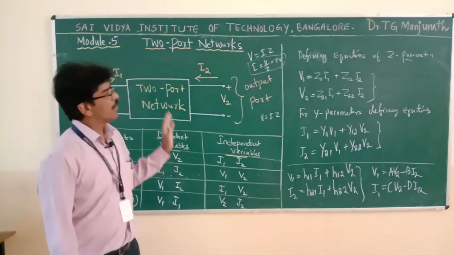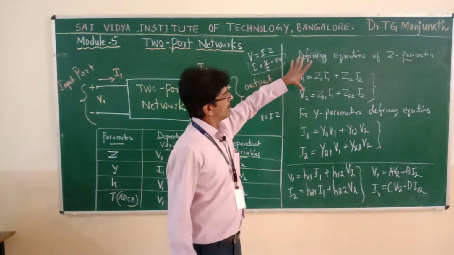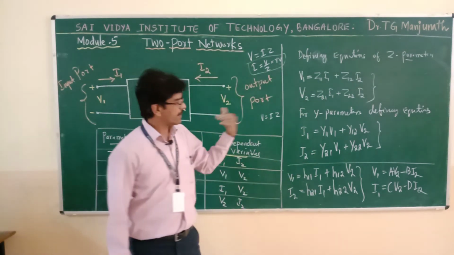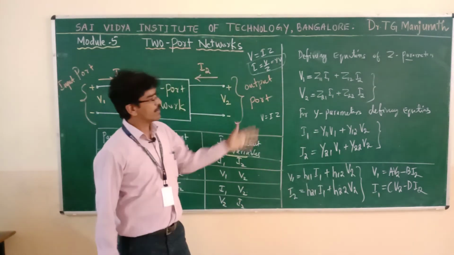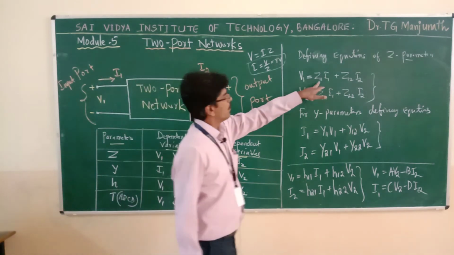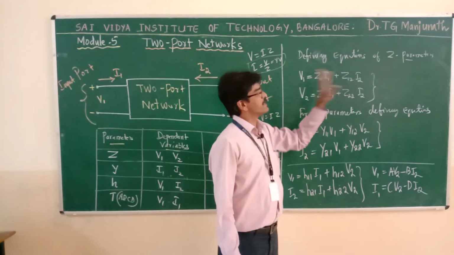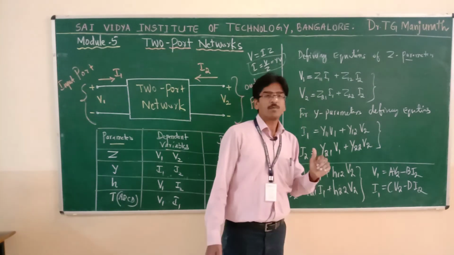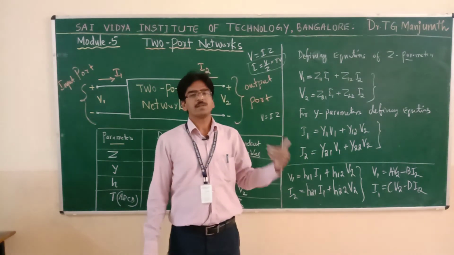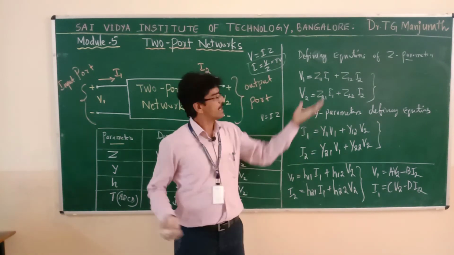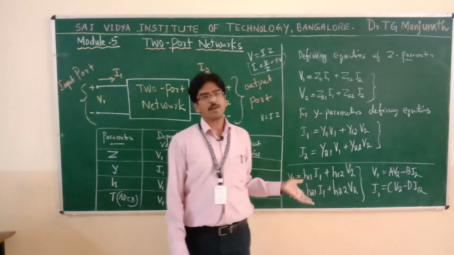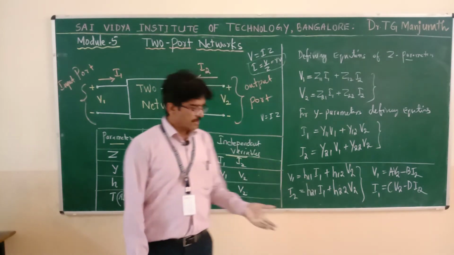Okay. Now we are going to define the parameters one by one: first Z parameters, then Y, H and T. Let us see what is the meaning of defining those parameters. Defining means: what is Z11? What is Z12? What is Z21? What is Z22? Because we don't know, we have just taken Z11, Z22, Z12 like that as coefficients. What they represent is what we are going to define one by one in the further sessions.